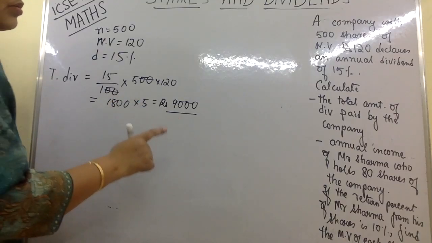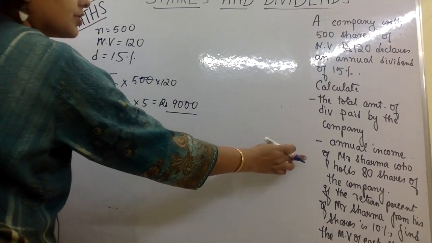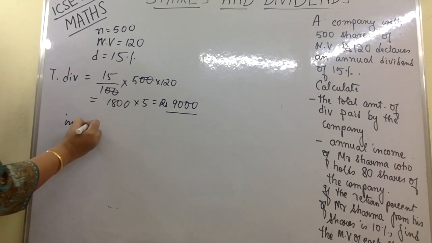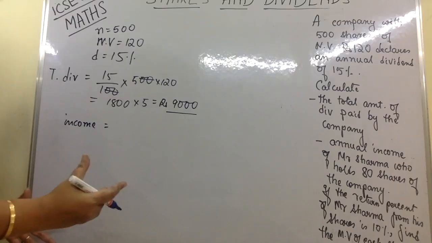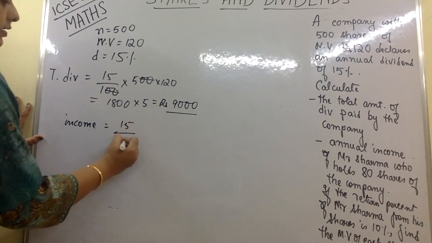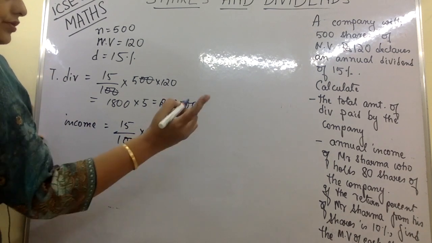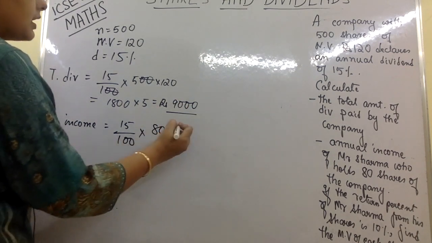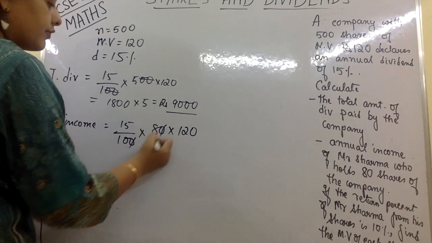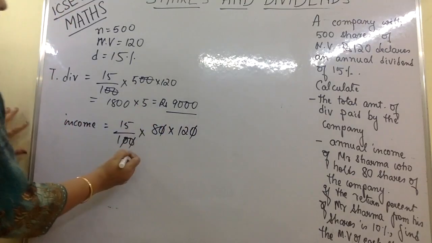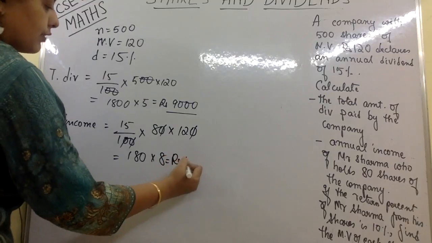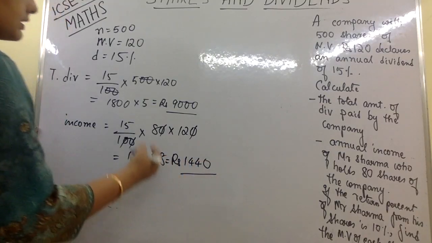Annual income of Mr. Sharma, who holds 80 shares. Where else will he get his income from? He'll get it from dividend only. So here 15% of 80 shares. Now it is not 500, he has only 80 of them, and the nominal value is 120. So this becomes the total nominal value. If you are using the formula, you can see the formula here. Now 180 into 8, which is rupees 1440. That is his annual income.